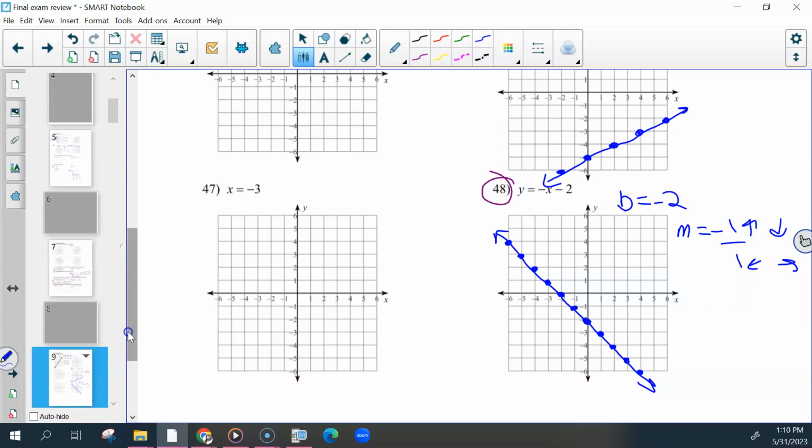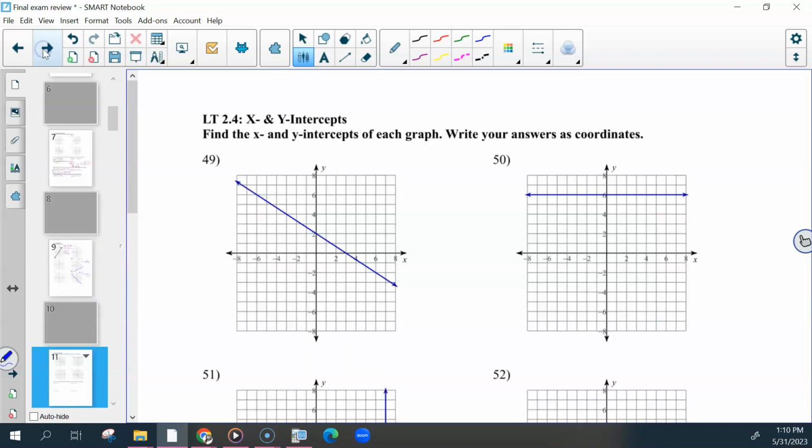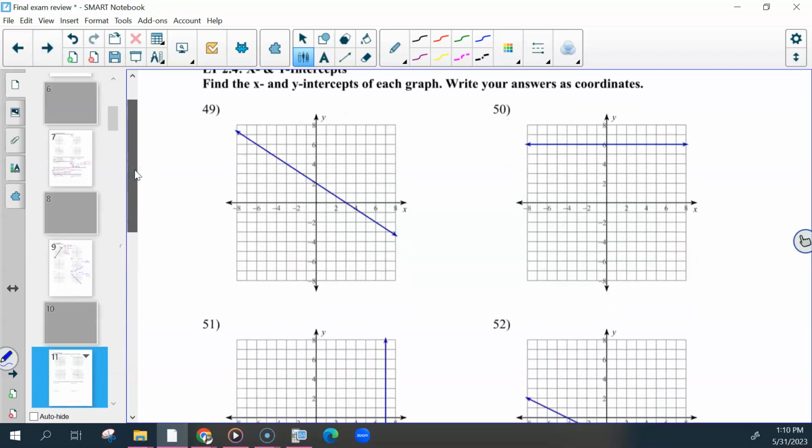This one should be somewhat familiar because we just did intercepts. So here you're finding intercepts from a graph or from an equation where you have to solve. Do we want to go over any of these?